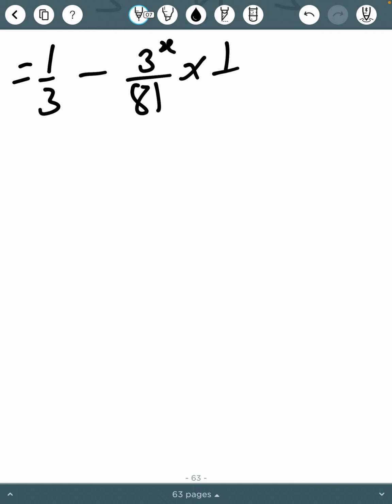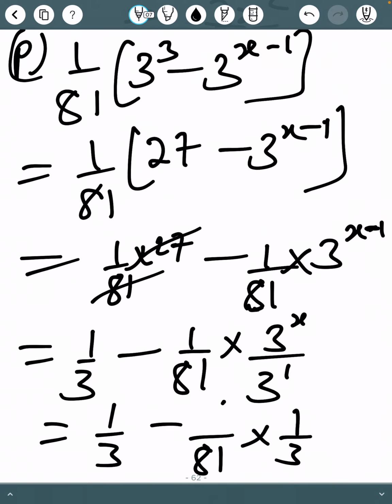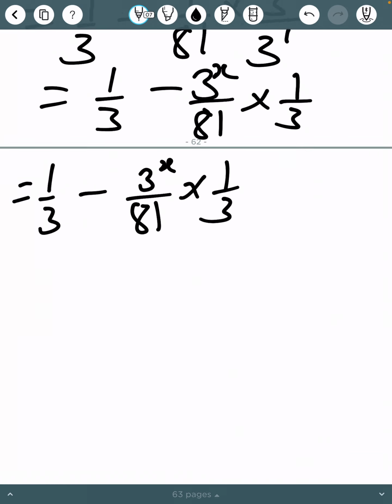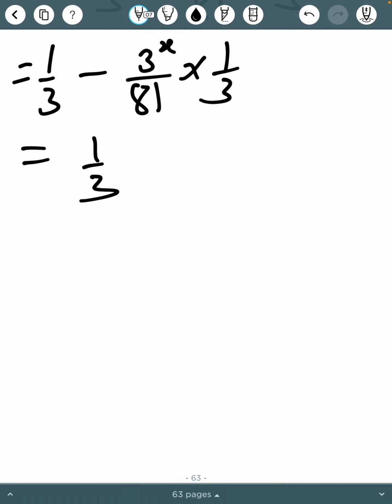So I can factorize. Let me rewrite that step. 1 over 3 minus 3 raised to power x over 81 times 1 over 3. That's going to give me 1 over 3 is here. 1 over 3 is common to both. It's here and it is here too. So I'm going to write 1 over 3, open bracket, 1 minus 3 raised to power x over 81.